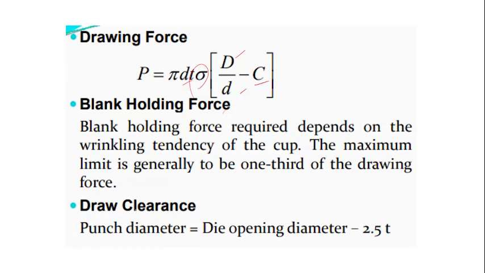And there will be clearance between your die and your punch. So in drawing, your clearance is defined as, this is how you calculate the punch diameter: punch diameter equals die opening diameter minus 2.5 T, and T is the thickness of your sheet or blank.